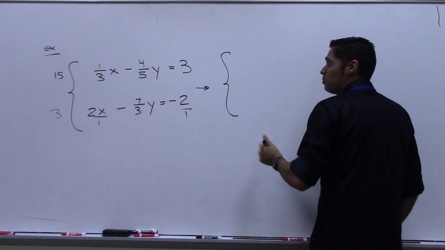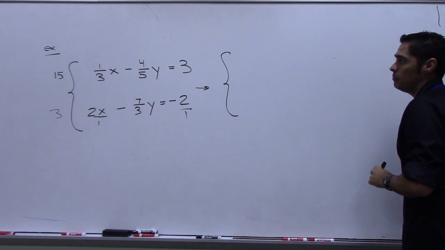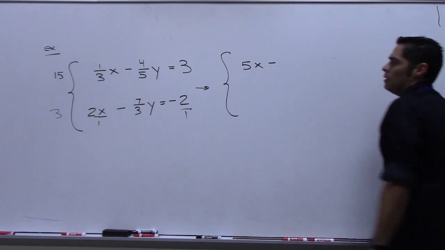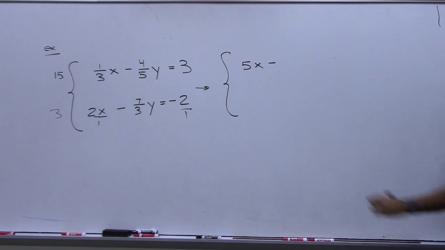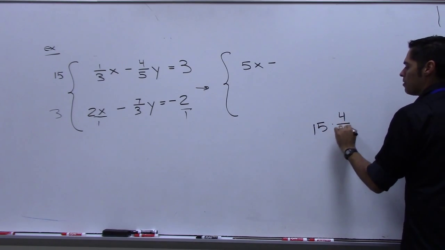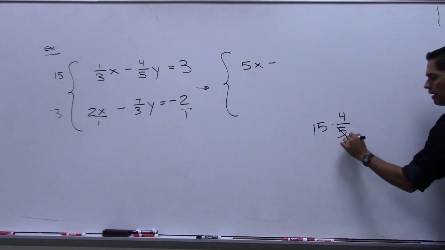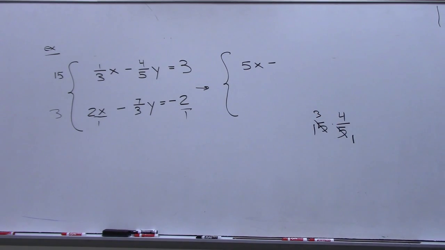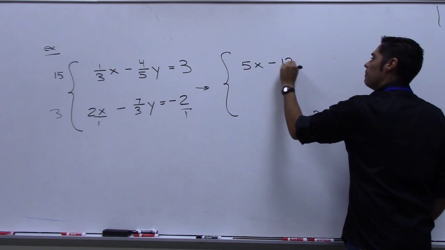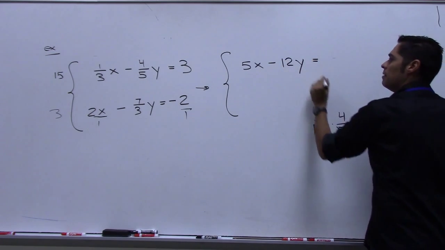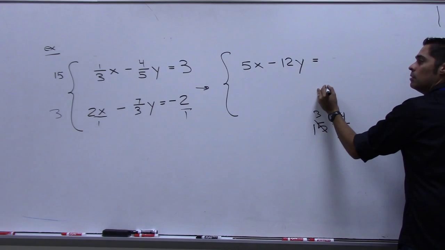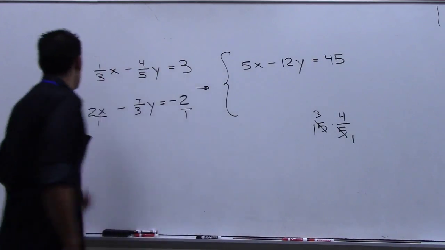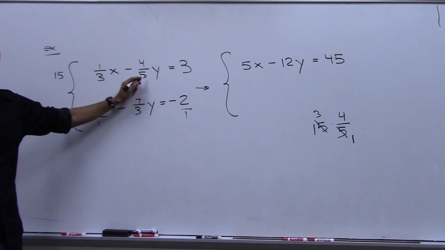So multiply 15 through the top one, and what would you get? You get 5x minus 3. So I'm multiplying 15 times 4/5, right? So 5 goes into 5 once, into 15 3 times. 3 times 4 is 12. You should get 12y. And then the other side? 45. Yeah, you could have also just said it's 60 over 5, right?